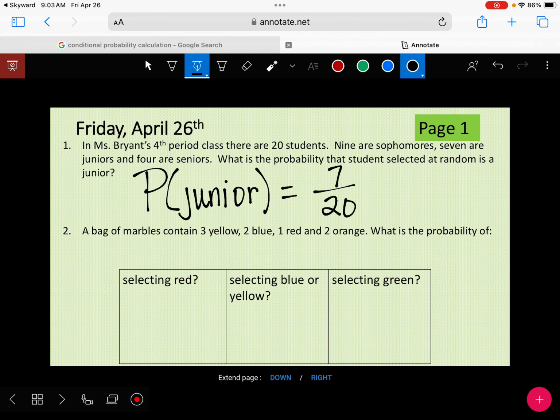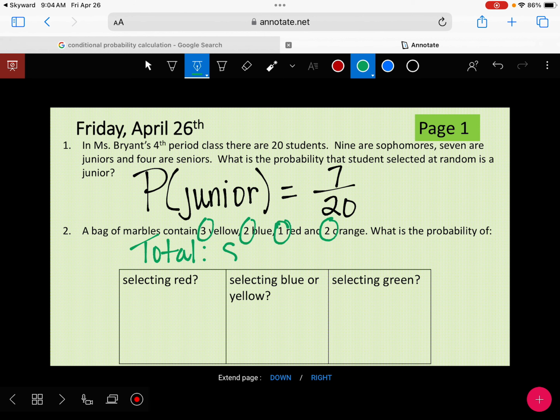For question number 2, it says a bag of marbles has 3 yellow, 2 blue, 1 red, and 2 orange. What is the probability? So first of all, we have to figure out the total. So pick up your calculators and add 3 plus 2 plus 1 plus 2. How many marbles do we have in all? 8. Who agrees that it's 8 marbles? Do we agree? Do we add them all up?